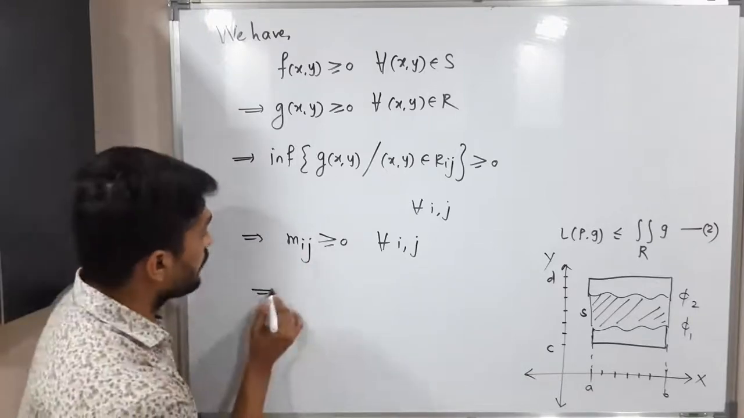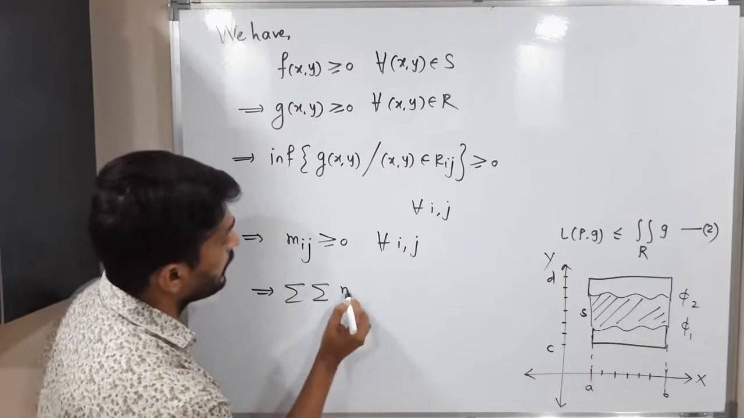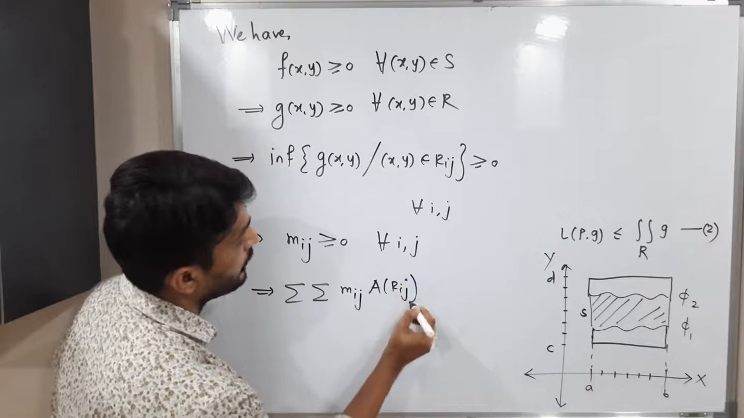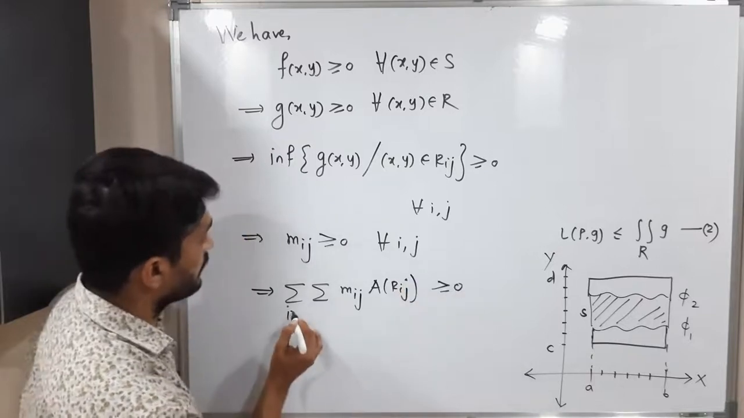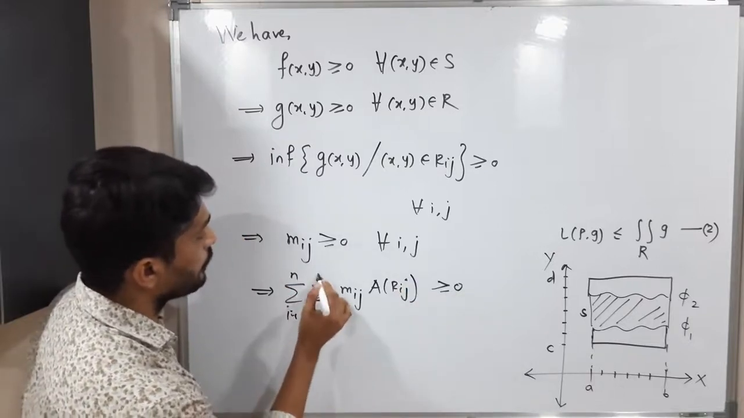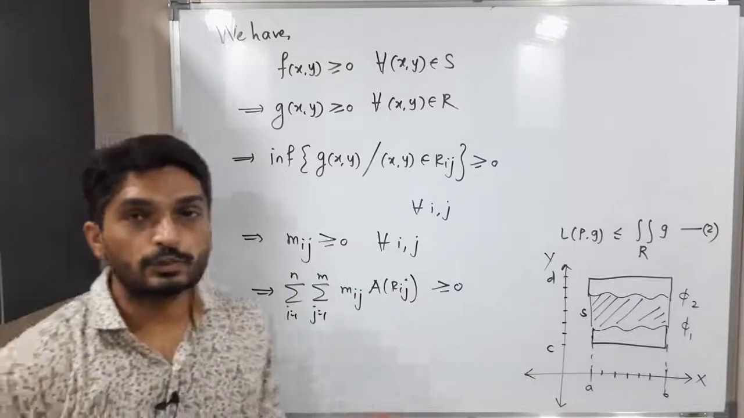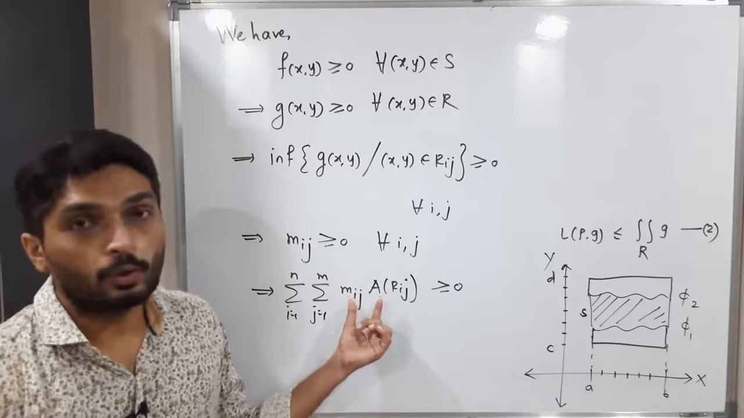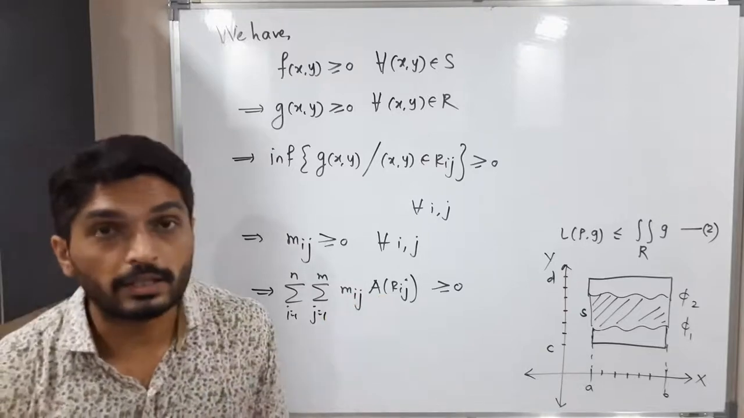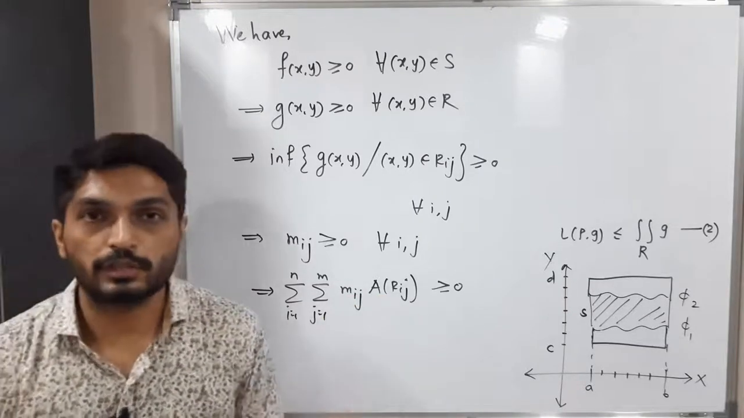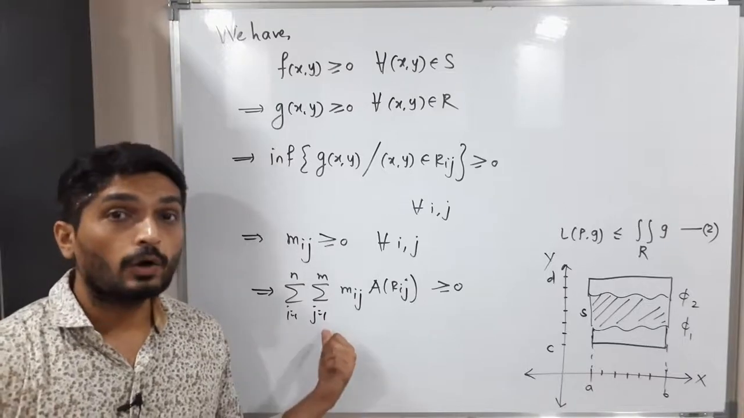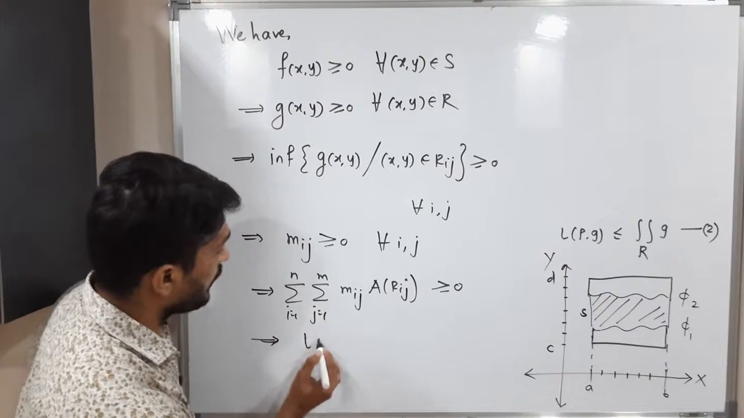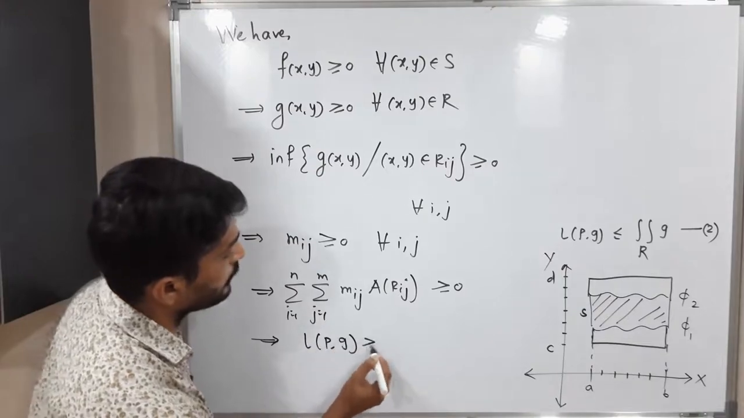Therefore we can write summation of Mij times area of Rij is also greater than or equal to 0, i running from 1 to n, j running from 1 to m. Mij is greater than or equal to 0, and area cannot be negative. So both are non-negative numbers, the product is non-negative, and if you take the summation, it is also greater than or equal to 0. But we can also call it the lower sum. So therefore L(P, g) is also greater than or equal to 0.